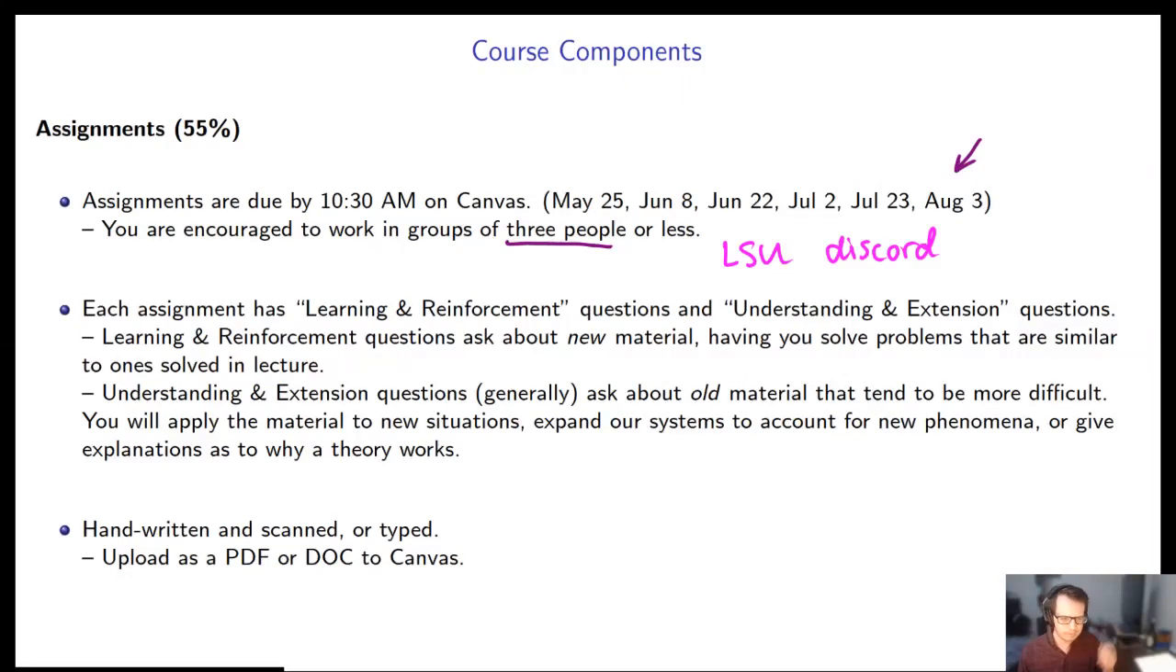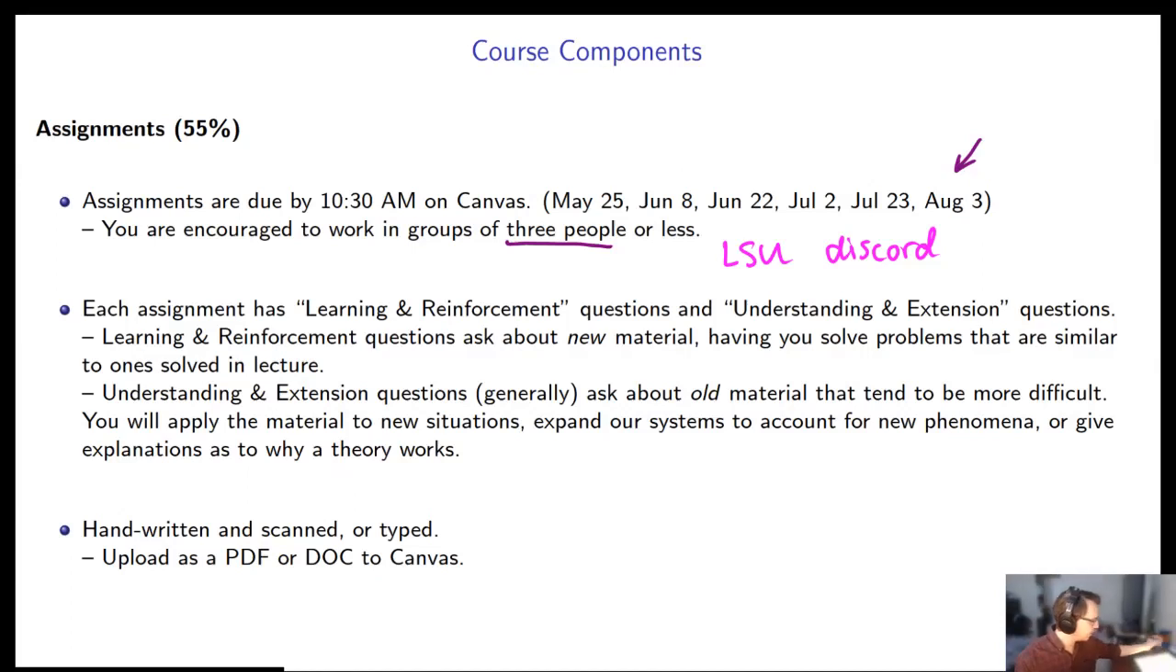I'm sure I say a lot of things about the course, and you might not believe me when I say things, but you can talk to the old students who have taken it, and they'll tell you exactly what to expect in this course. So the Linguistics Student Union Discord server is a great way to talk to people and meet people as well.